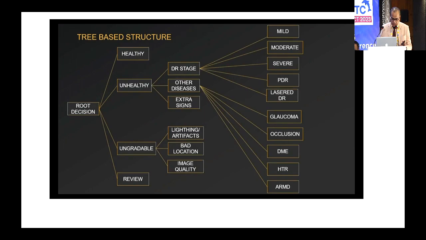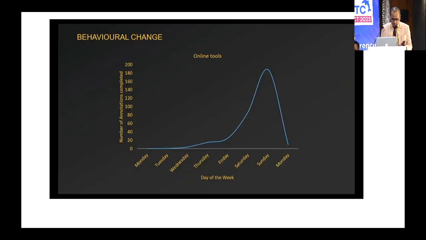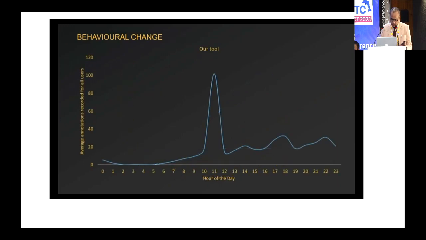It is now designed on a decision tree structure to render the nested subclassification and extra options. And finally, we have seen a total behavioral change where on the online tools the grader used to work only on the weekend, but on our tool we have logged users on all days of the week. And the average time taken also reduced substantially.